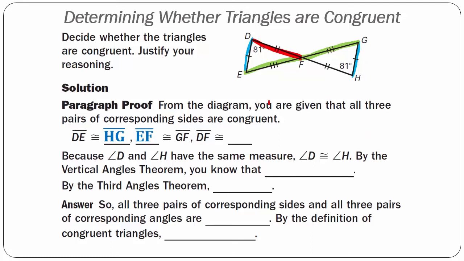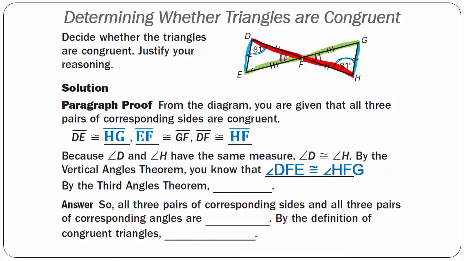Line segment DF has 2 tick marks, which means it is congruent to line segment HF, which also has 2 tick marks. So line segment DF is congruent to line segment HF. Because angle D and angle H have the same measure, we know that angle D is congruent to angle H. Since these two line segments EH and DH intersect, we can say that these two angles over here created by the intersection are congruent, and that's using the vertical angles theorem. So we know that angle DFE, which is this angle here, is congruent to HFG, which is this angle here, and that's because they are vertical angles.